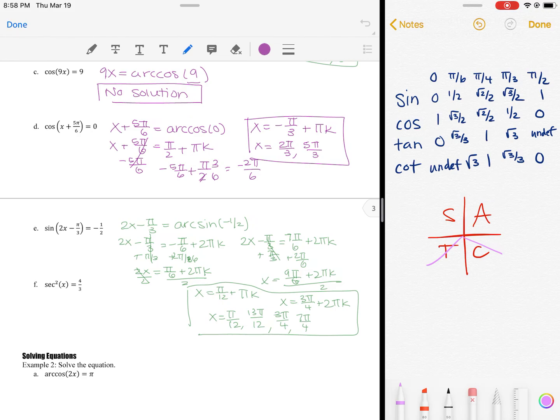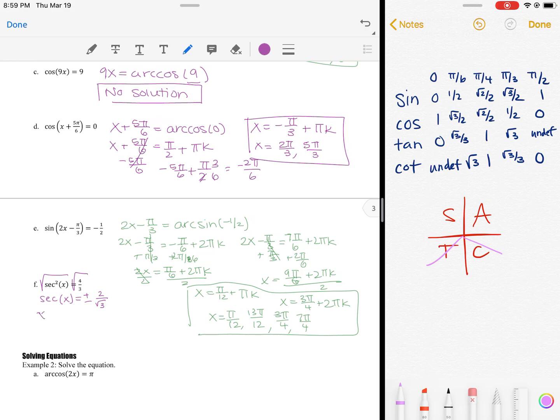This one, we've got secant squared equals 4/3. So we've got to start by taking the square root of both sides, so we get secant alone. So secant of x equals the square root of 4/3. I'm going to rewrite that as, what's the square root of 4? Well, that's 2, and the square root of 3 is the square root of 3. This is the thing you probably would forget if you're not careful. Whenever you take a square root, technically there's two different answers. We get both a positive and a negative.